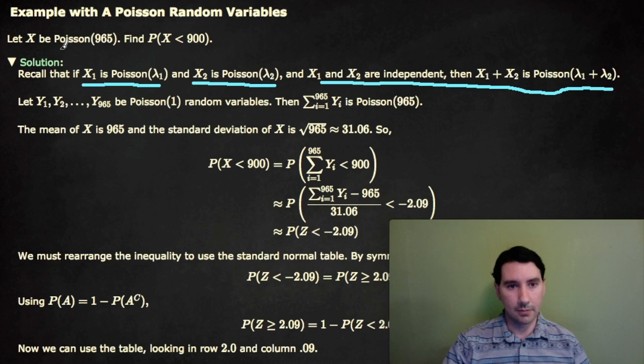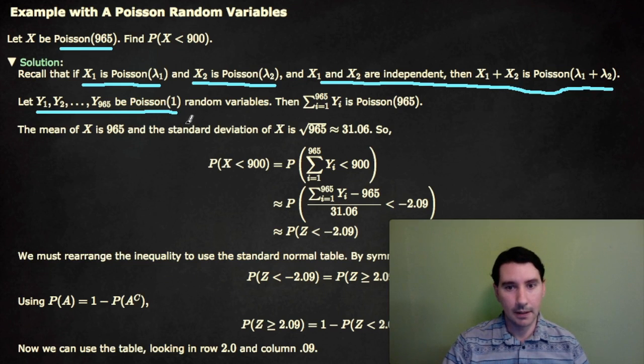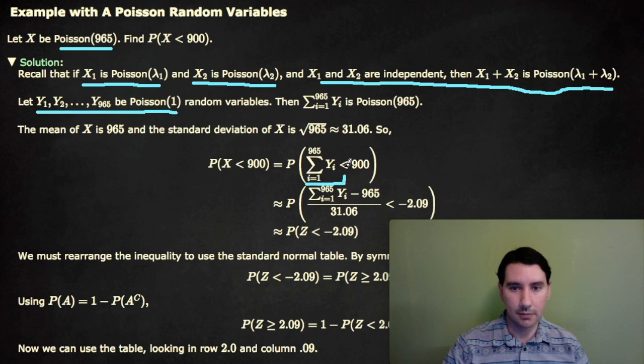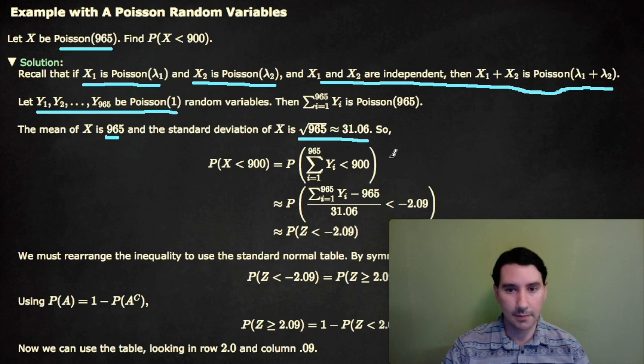And therefore, if x is Poisson 965, it has the same distribution as summing 965 random variables that are Poisson 1. So we're going to let y1, y2 up to y965 all be Poisson 1. And 965 is certainly large enough that we could apply the central limit theorem. So the probability x is less than 900 is the probability that the sum of 965 Poisson 1 random variables is less than 900. And for a Poisson, the mean and the variance are both equal to the parameter. So the mean is 965. The standard deviation is the square root of that, so the standard deviation is about 31.06.